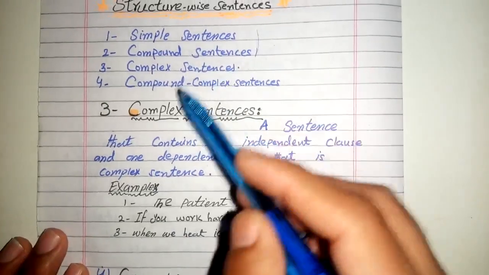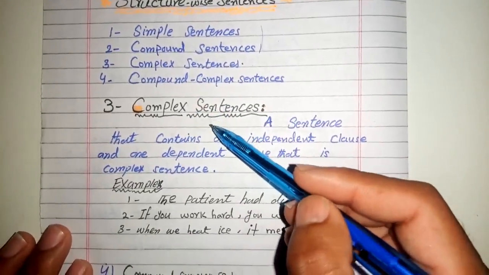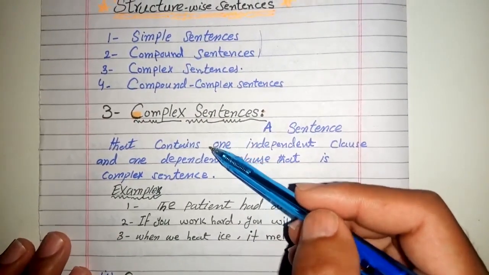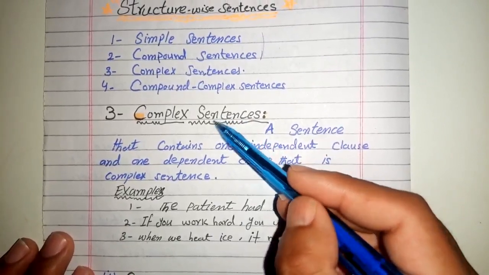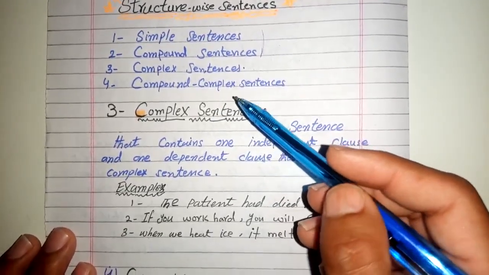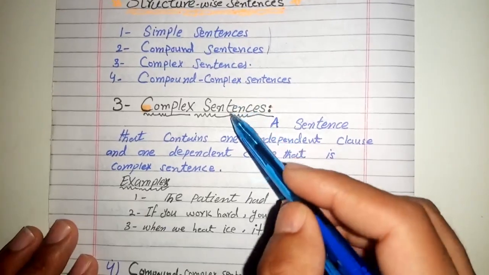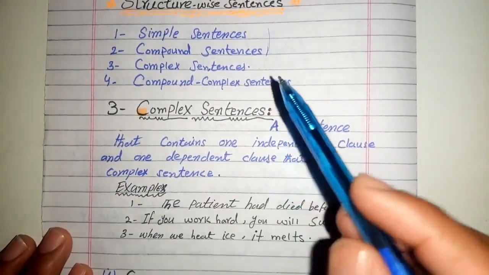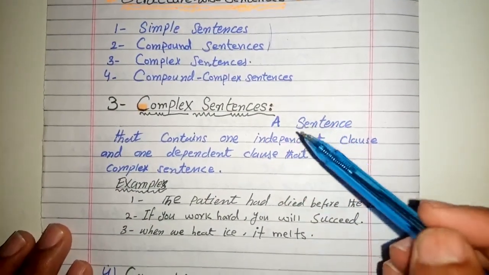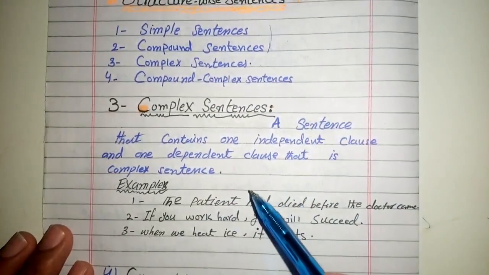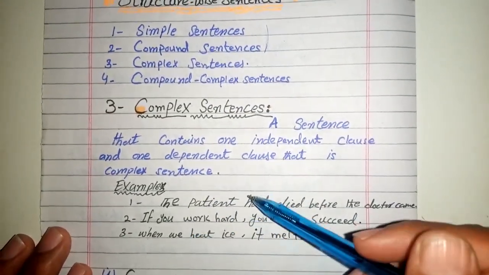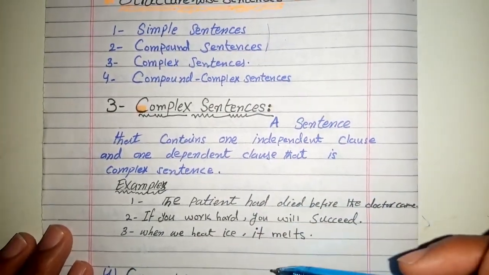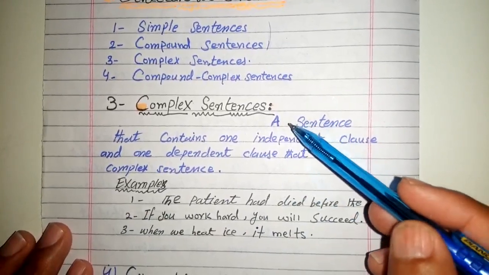So guys, the third and important sentence type is complex sentences. Complex sentences are very useful for those who are going to appear in CSS and IELTS tests, because if these kinds of complex sentences are used in writing, the writing will be more effective. First of all, I'm going to define what complex sentences actually are, and then I will give some examples.